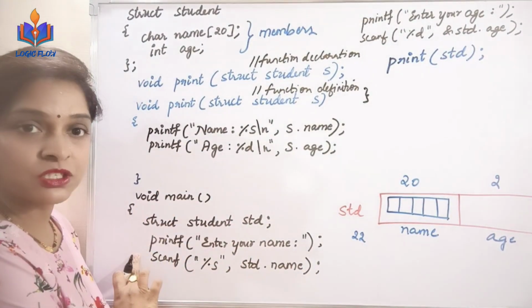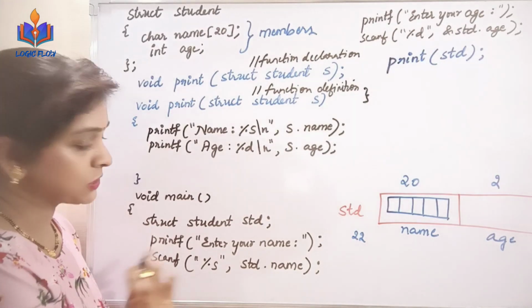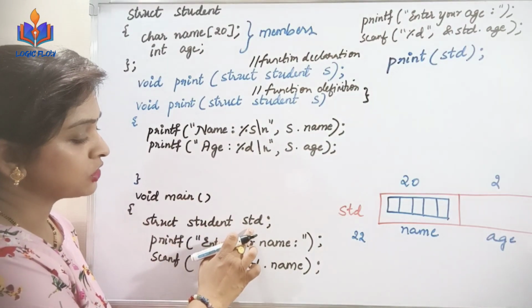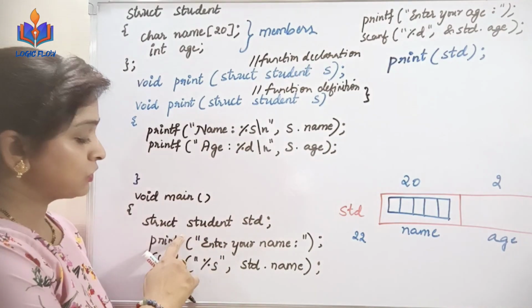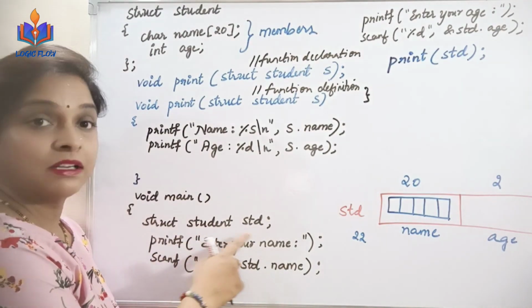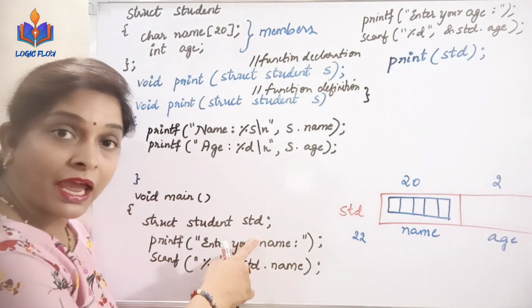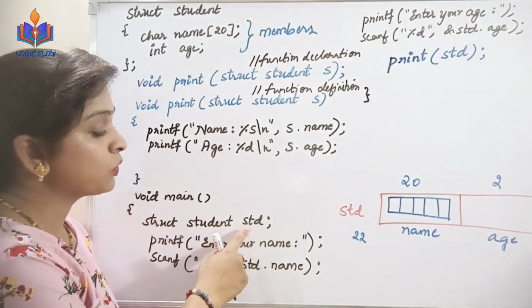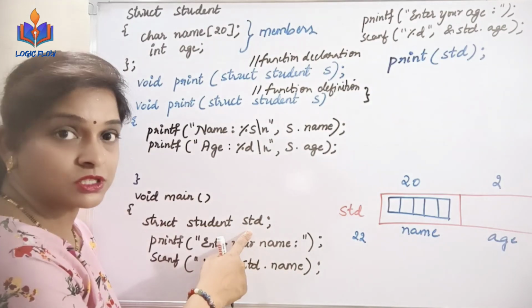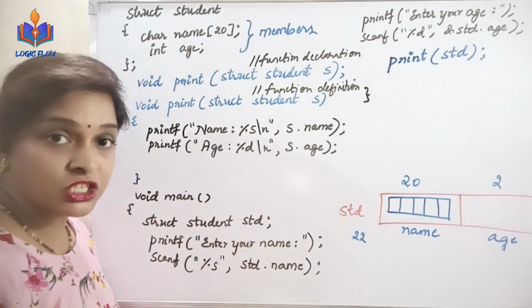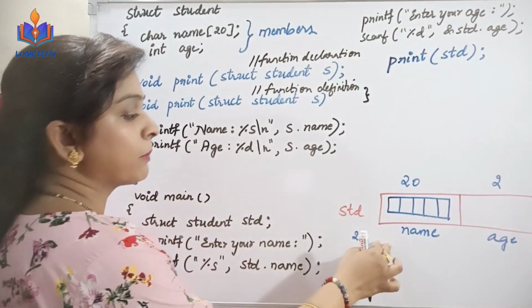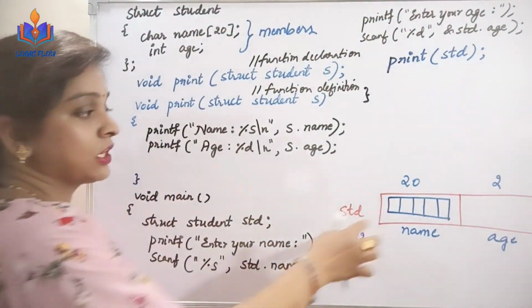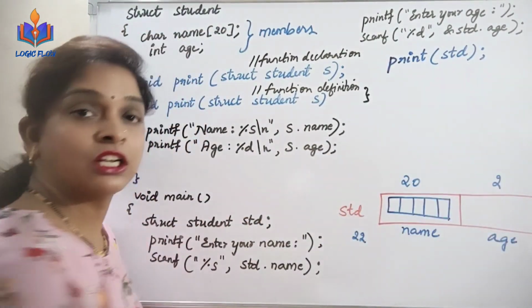We have the main function. Execution always starts from the main function. And we are creating the structure variable std. As soon as the compiler encounters the variable declaration statement, it is going to allocate memory for the variable, that is, memory for its members, by looking into the definition part. So I am going to get memory for name and age. Name is 20 bytes and age is 2 bytes.